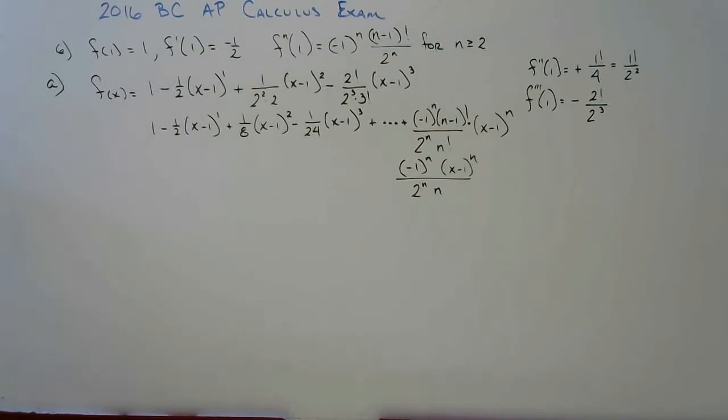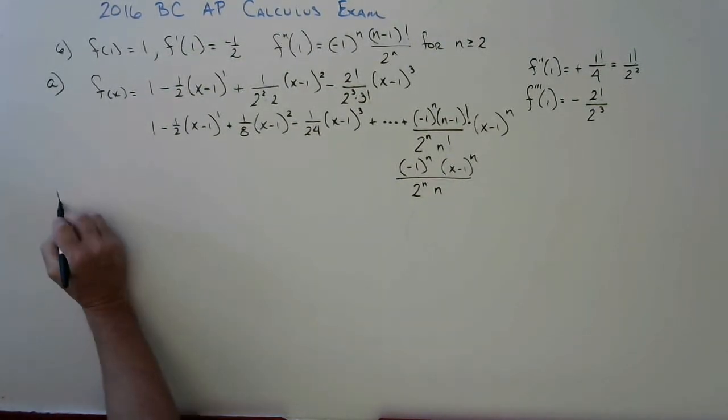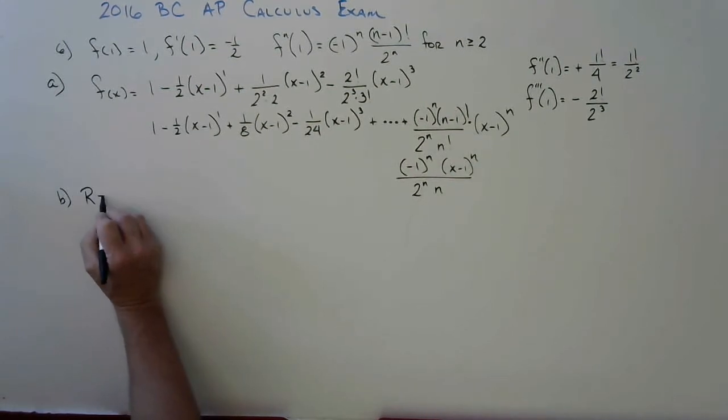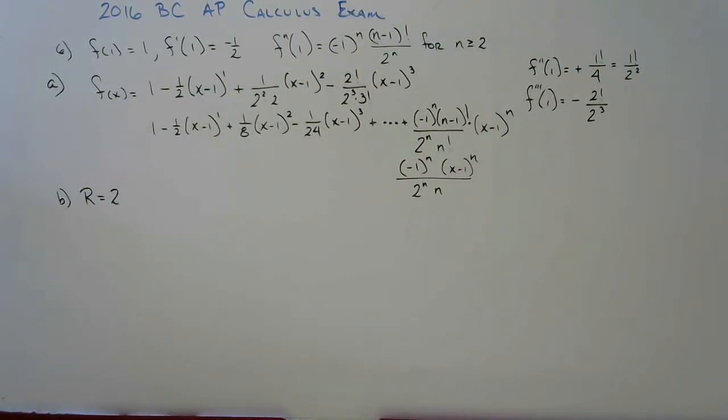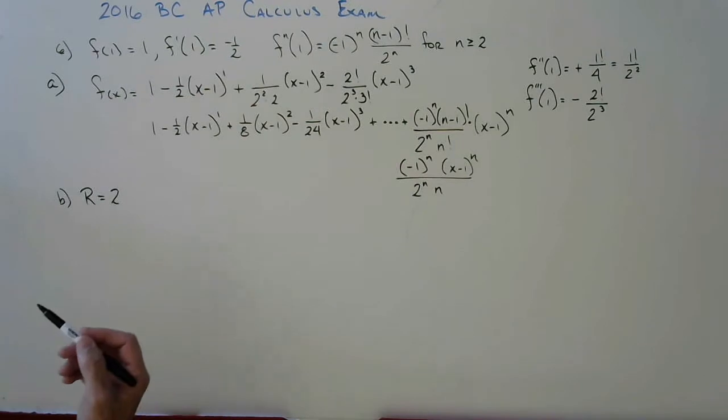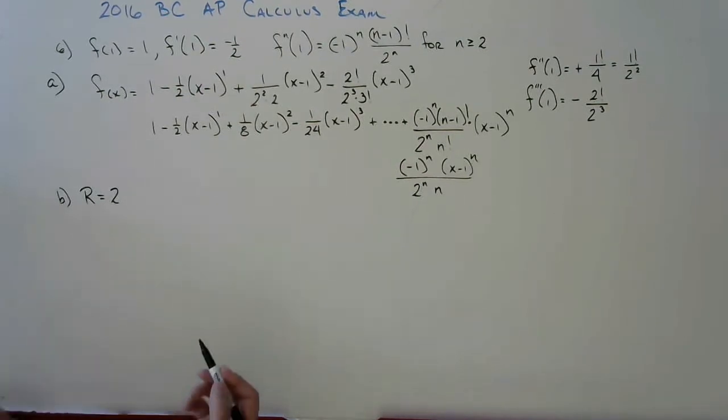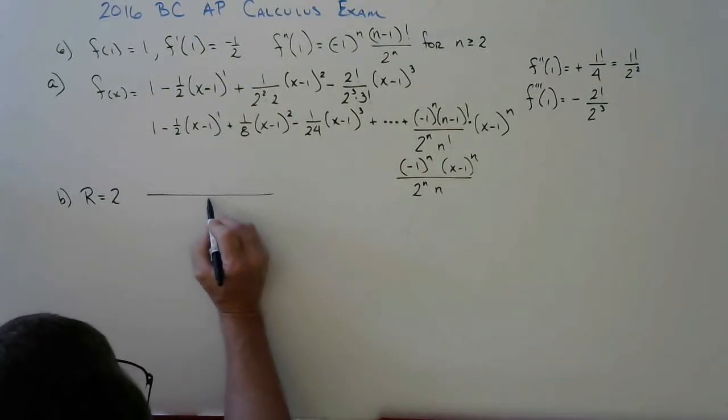Part B says the Taylor series for f about 1 has a radius of convergence of 2. So our radius of convergence equals 2, right? Find the interval of convergence, show the work that leads to your answer. All right. Well, we know since the radius of convergence equals 2, and it's about x equals 1, right? We're about x equals 1.